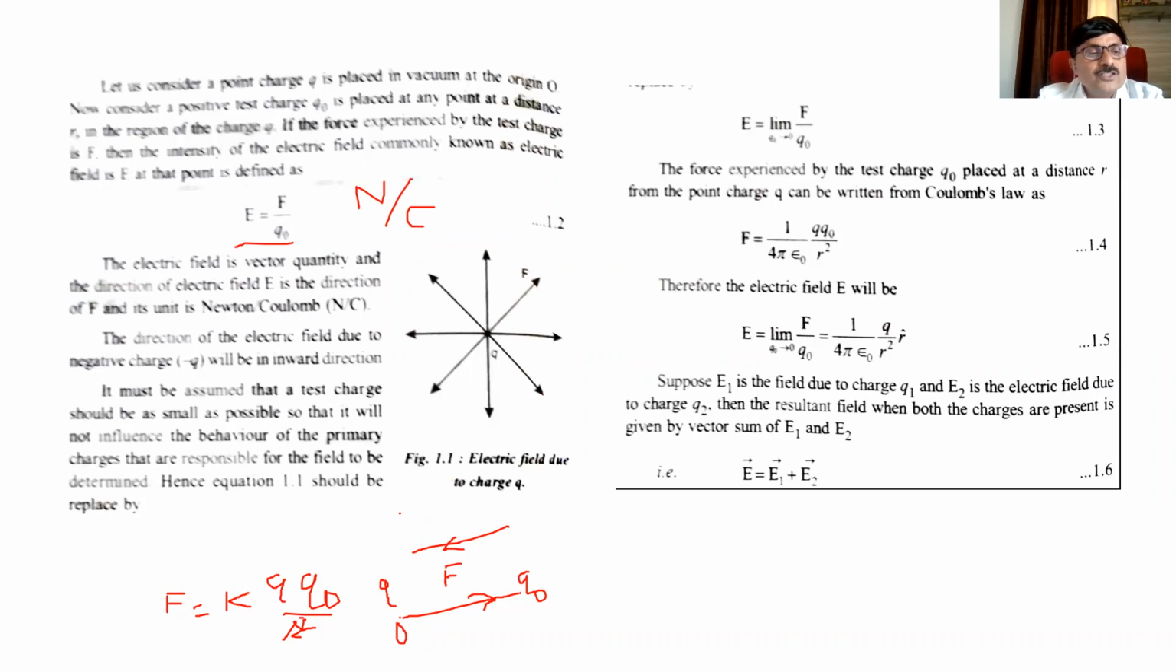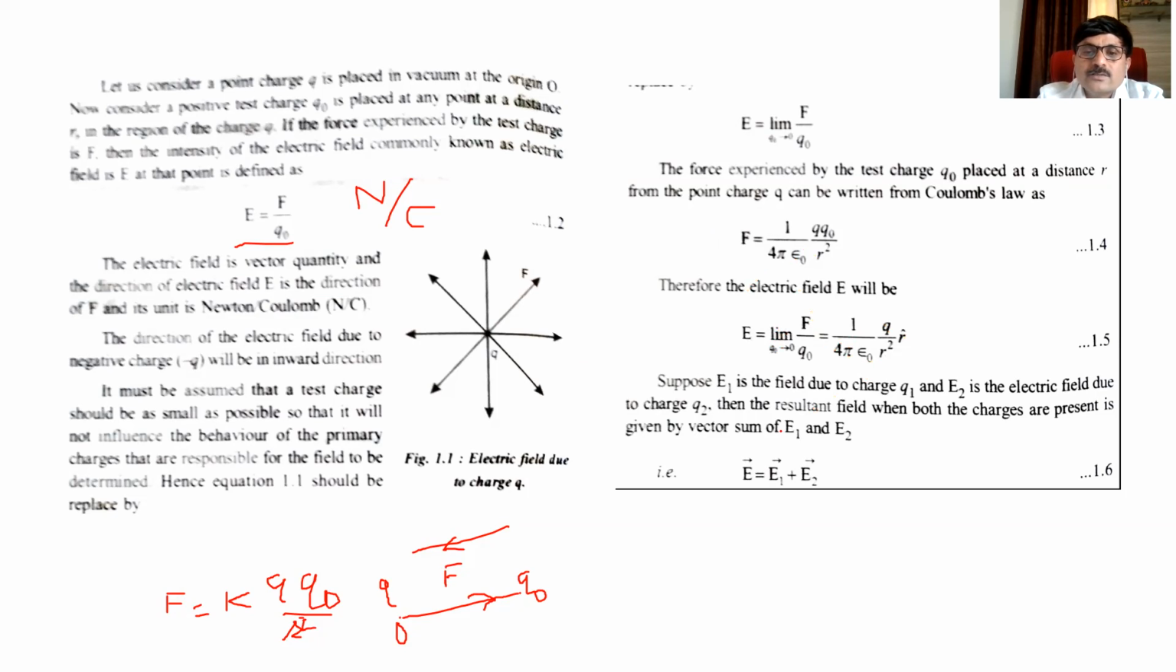So it must be assumed that a test charge should be as small as possible, that I have already explained. You can see if this is a charge Q, the electric field will be represented by these vector lines in the outward direction. The force will be given like this, and since the test charge should be very small, in the limiting case tending to 0, the electric field at the point will be E equals F divided by Q0, which is equal to 1 upon 4 pi epsilon 0 times Q divided by r squared, r-hat being the unit vector.